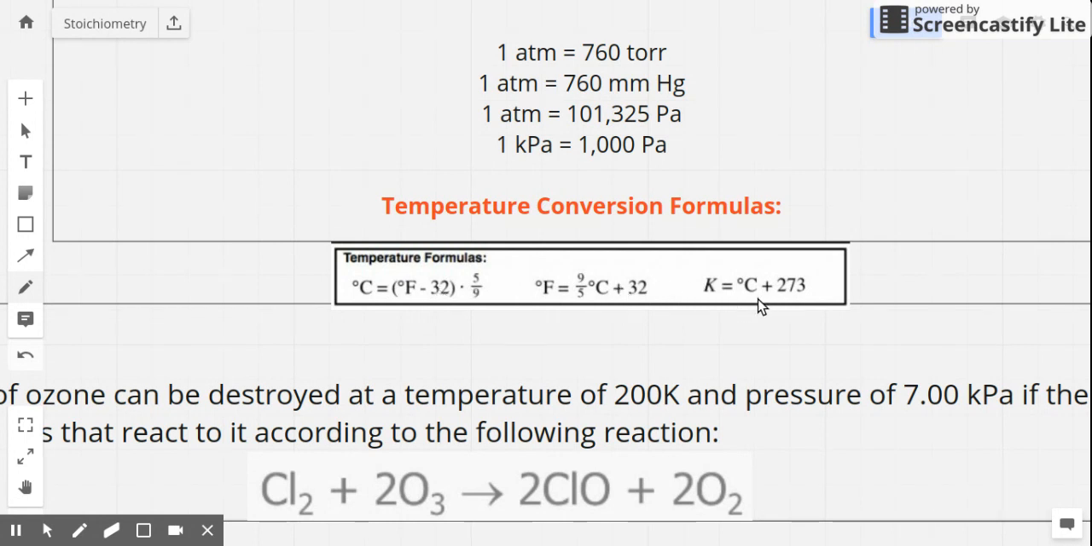So take note of this formula that you need to remember. For Fahrenheit to Celsius, all you need to remember is the Fahrenheit value, subtract it by 32, then you multiply it by 5, then divide it by 9. After getting the degree Celsius value, then you're ready to add 273, or sometimes 273.15, so that you will get the Kelvin unit.